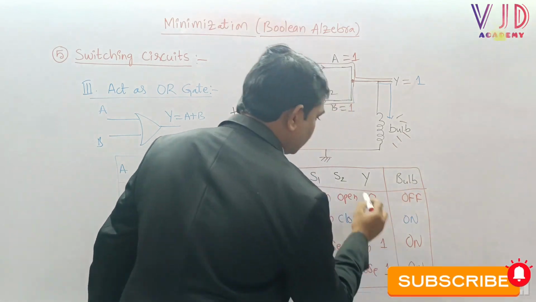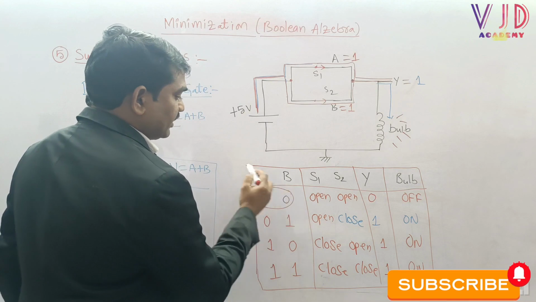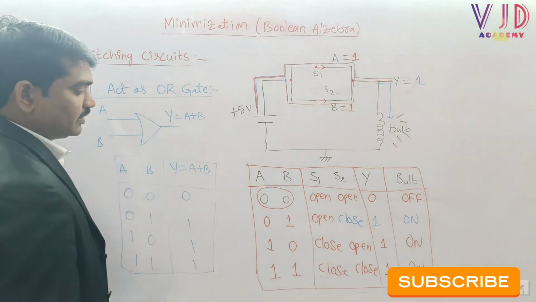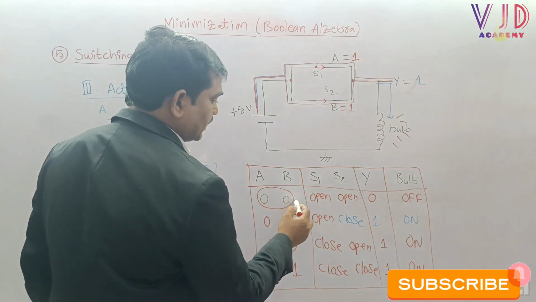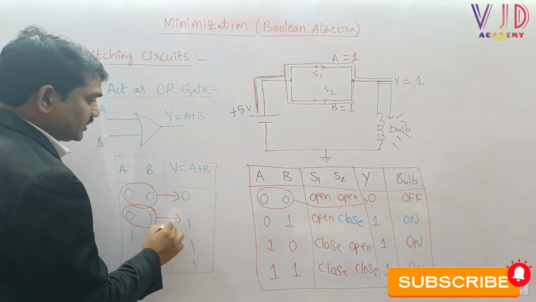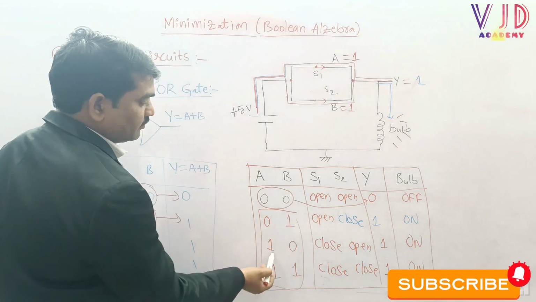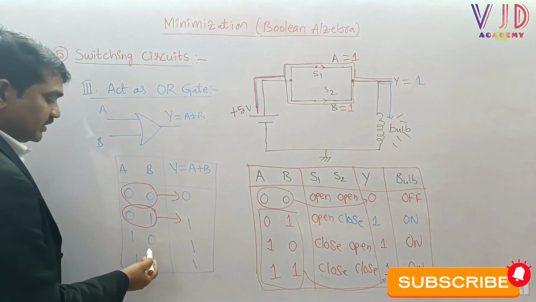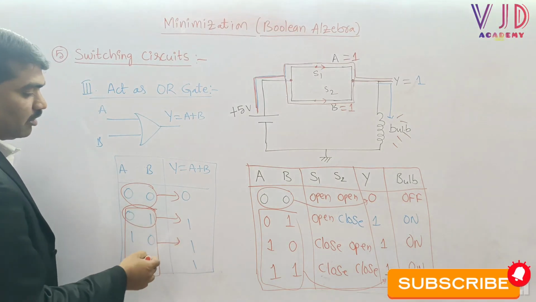Now let us try to understand, when we compare both the basic truth table and the switching circuit truth table. When we apply input 0 0, output is 0. When we apply 0 1, output is 1. And for all three cases, when we apply 0 1, 1 0, 1 1, output is 1. Here also similarly, in the 0 1, 1 0, 1 1 cases, we are getting output as 1.